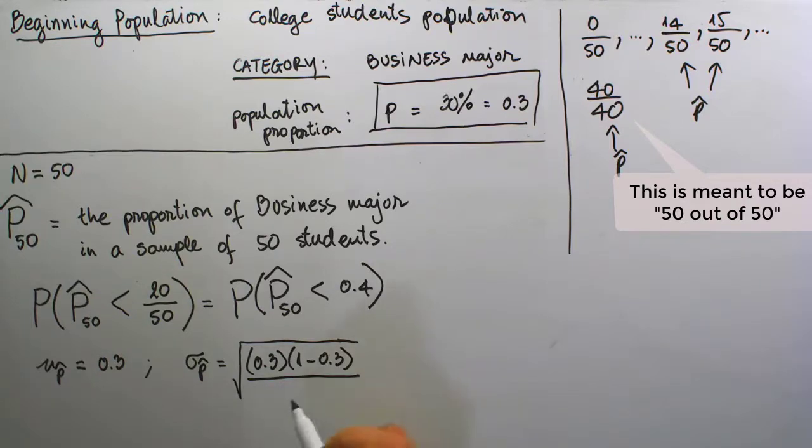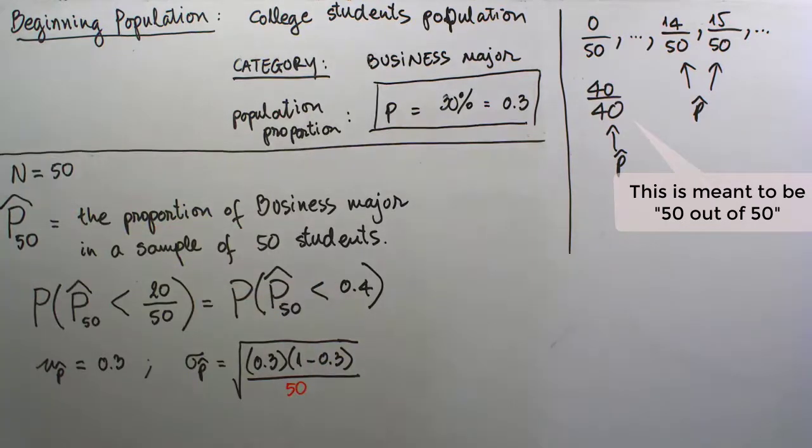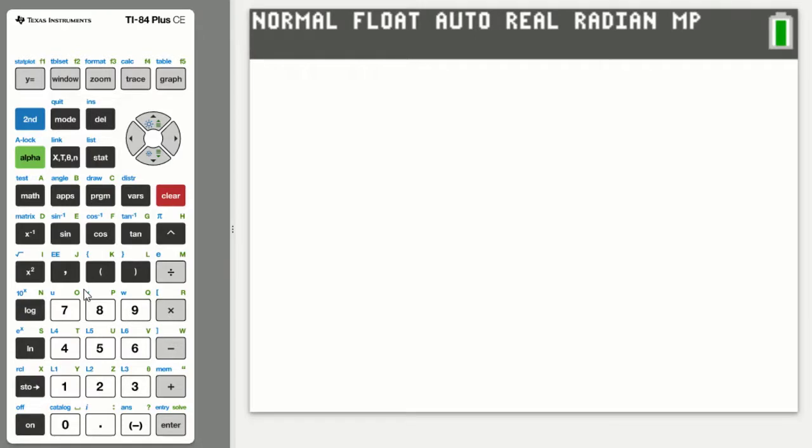Now, unlike what we have done in part A, where the sample size was 40, here we are going to divide by 50, being the sample size in each of our samples here. And so this calculation will come out as follows. On my calculator screen now, I'm going to have 0.3 times 1 minus 0.3, and I'm going to divide all that by 50.